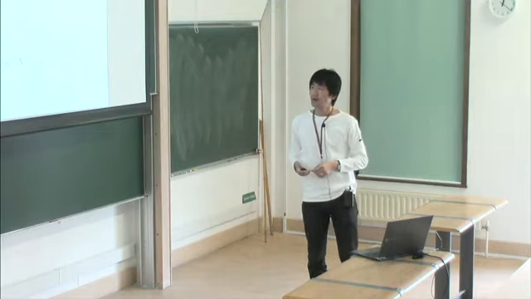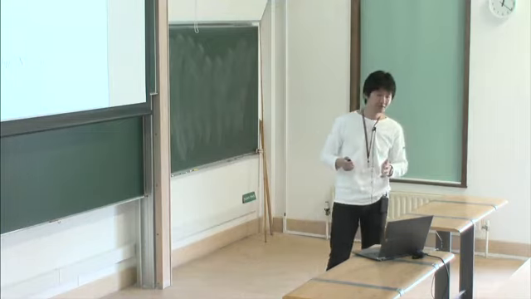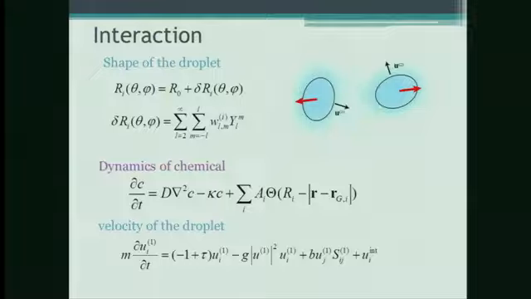And then another consequence of the deformation is that the interaction between two droplets becomes somehow strange. So suppose we have two droplets, so both create some kind of concentration distribution, and there is overlap which creates some kind of interaction between the two droplets.